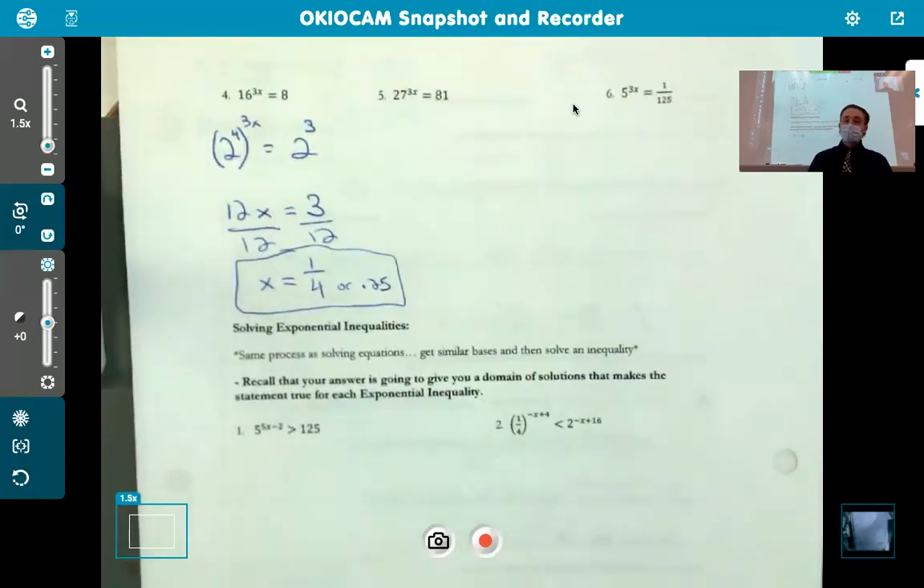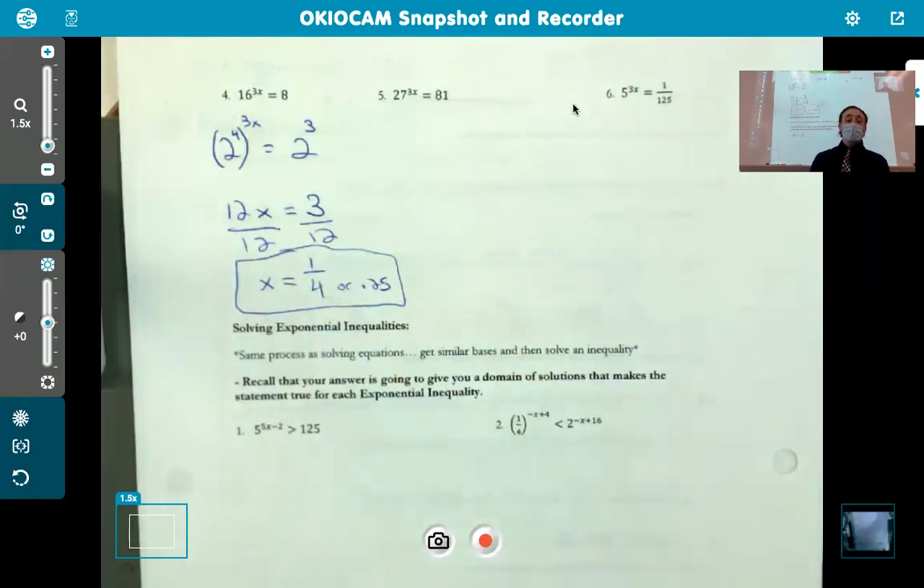Let's do the next one. Let's hear from somebody different. I want somebody to tell me what they think that base should be for number 5. What should I change 27 and 81 to? What's a common factor that they might have? What should my base be? And if you need to use a calculator, it's totally fine. So I'm fine with whatever you need to do.